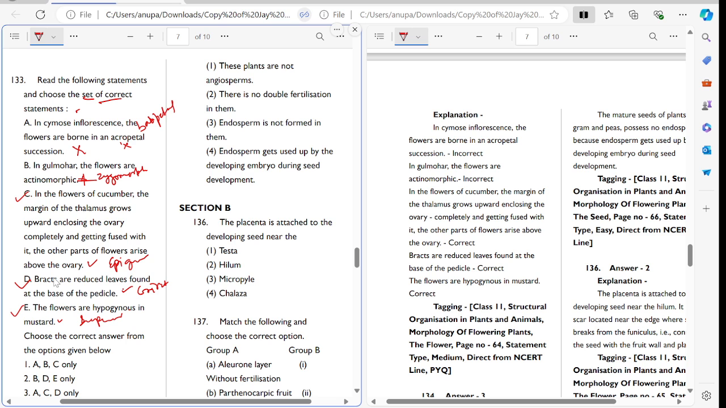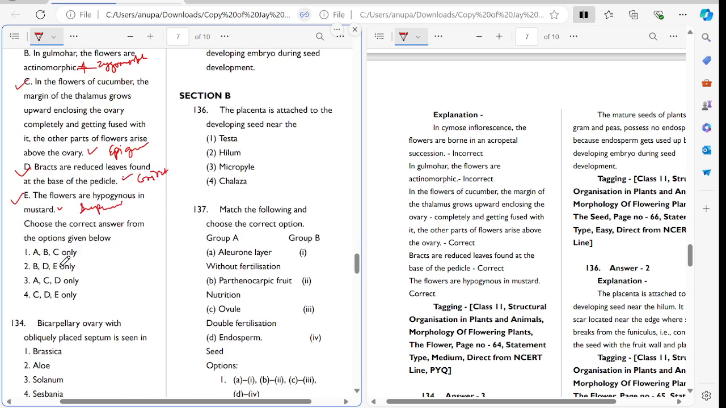Now let's see the options. The first option is A, B, C. Then there are B, D, E, then A, C, D only, and C, D, E. So the correct option will be option number 4, C, D, E.